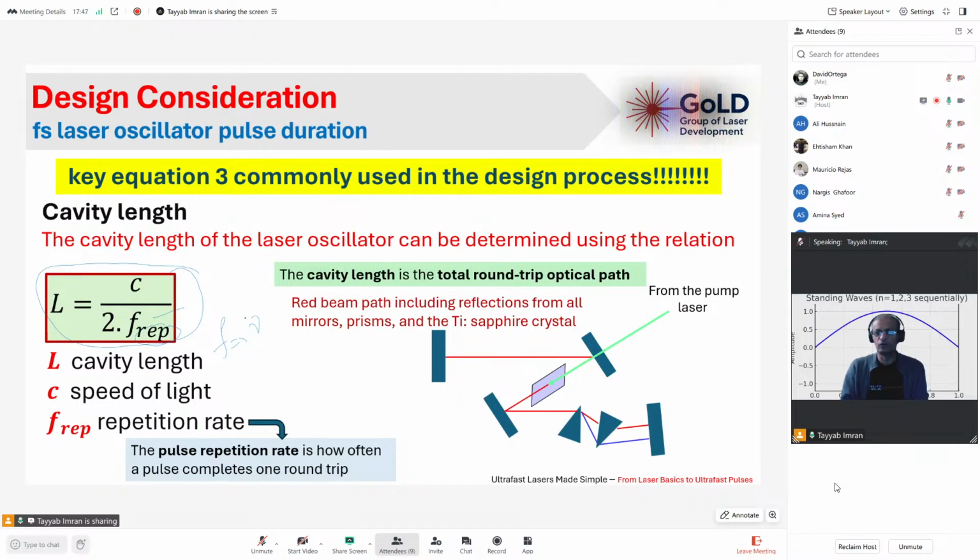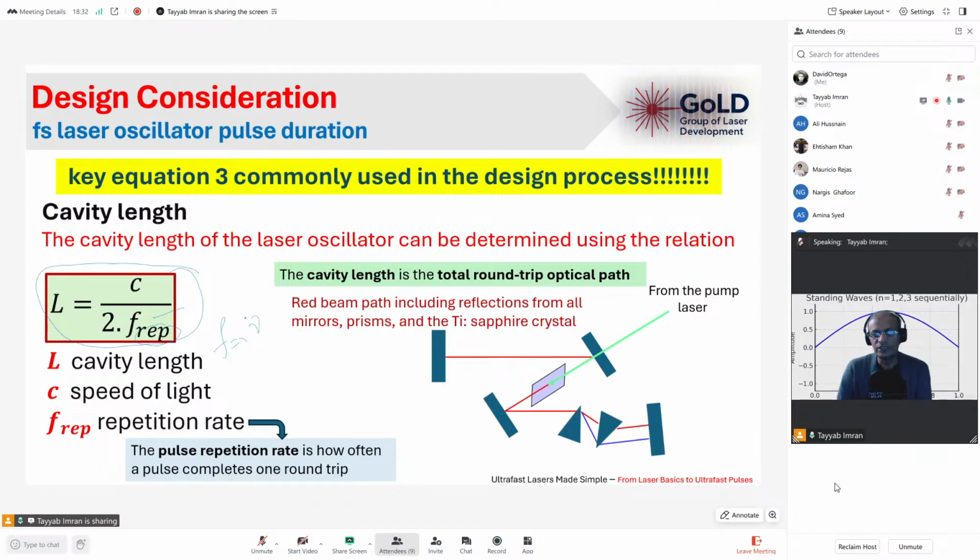So c is the speed of light. Basically, according to the repetition rate you are expecting or designing for, you can calculate the length of the cavity, or vice versa. If you have the length in mind, you can calculate the repetition rate. But usually we assume the repetition rate. There are some standard values, 80 megahertz or something like this.